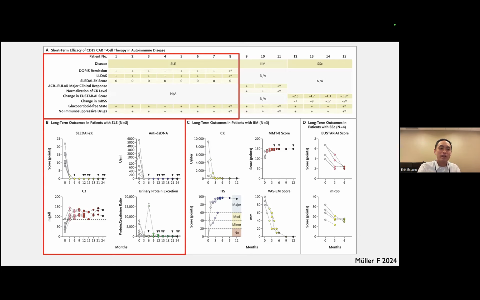Now, if you take a look at the bottom left, these patients, as far out, that initial patient, at 2 years, the lupus is still gone. The disease activity score, that SLEDAI-2K, 0. The double-stranded DNAs, 0. The complements, back to normal range. Urine protein, 0.